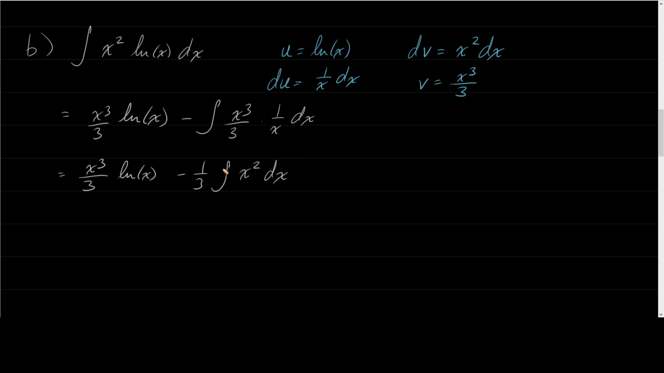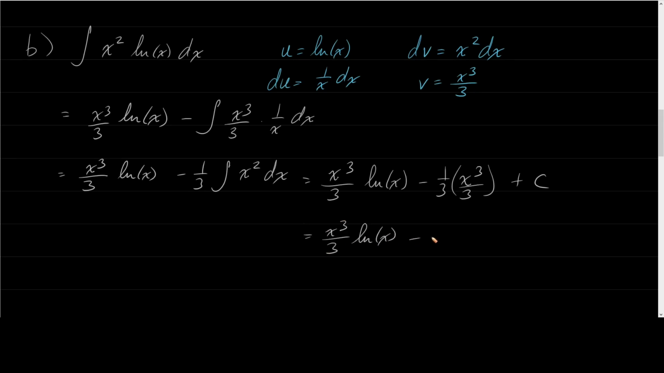And then to find that integral is pretty simple. So we have x cubed over 3 times ln of x minus 1/3 times x cubed over 3 plus c, right? And finally, as my final answer, I'll write this as x cubed over 3 times ln of x minus x cubed over 9 plus c, right? And we'll leave that as our final answer. All right, so that was example B.